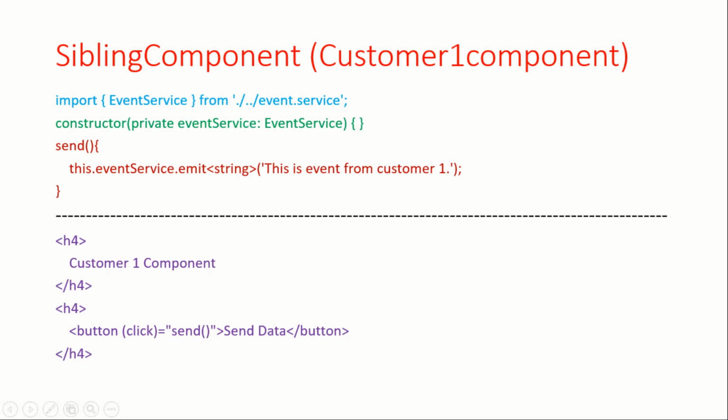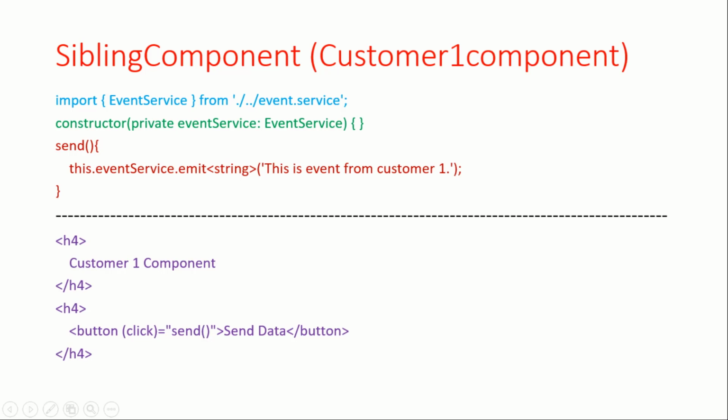If I want to pass data from the customer one component, it could be this event from customer one, or maybe some complex JSON object, a string or any kind of data. Here the data is of type string. Emit is the method which we created in event service. So I am passing data from the customer one component to the customer two component. In customer one I have created a send method, and inside it I am using this event service instance, this dot event service dot emit method, and passing this data.